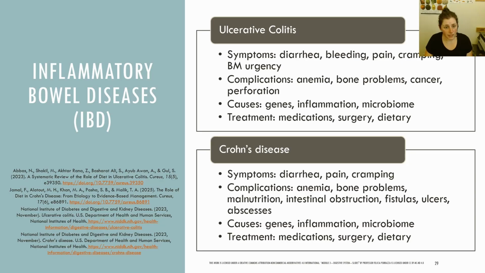Diagnosis involves blood tests to look for complications such as anemia or infection, stool tests, and scopes to view the GI tract, so colonoscopy, endoscopy, and upper GI endoscopy.